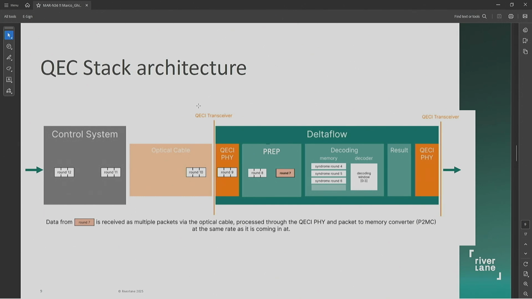So pretty much you can see it as a pipeline. You have a control system that is implementing a QCI, in our case a QCI interface. There is a QCI file, so a physical layer that sends the data. Data are obviously packed and encoded, with transmission over an optical cable.